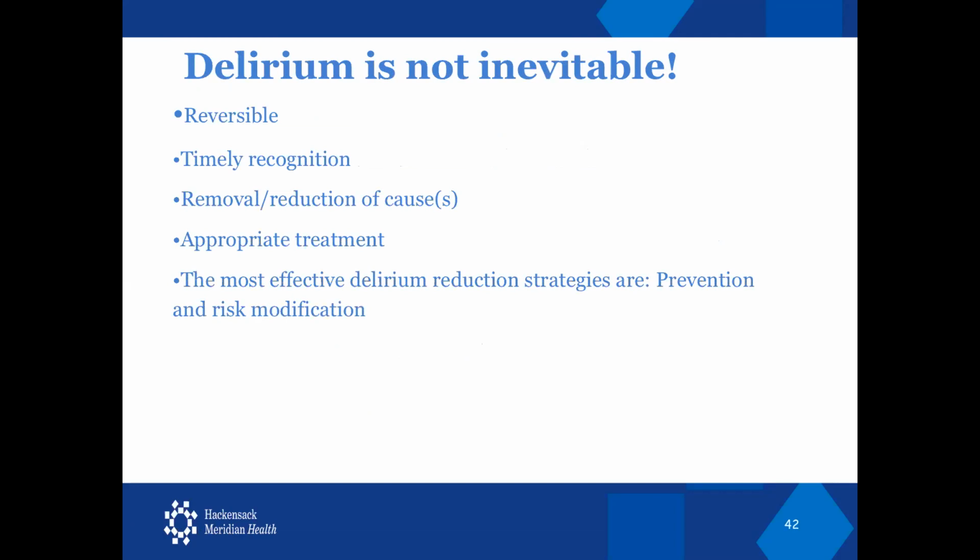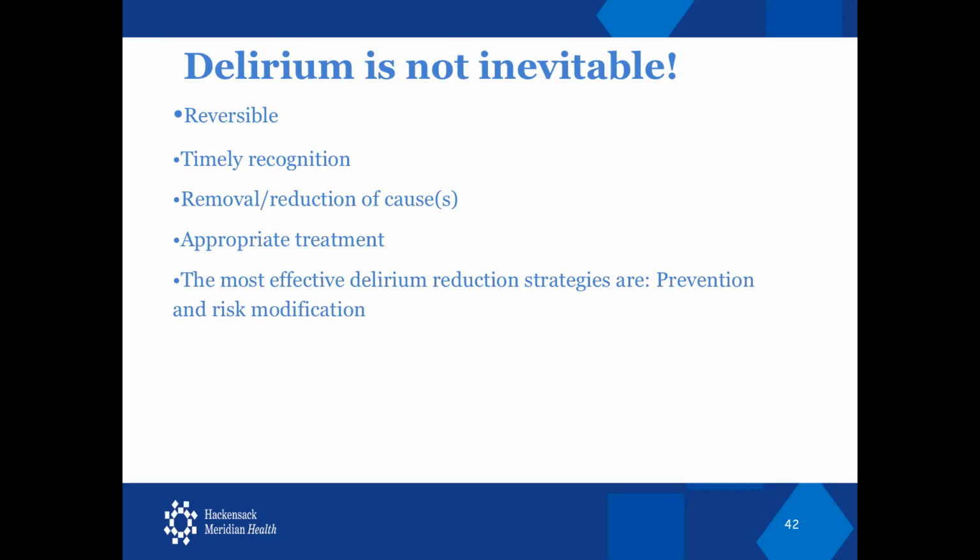It's definitely not inevitable, right? We saw there are a lot of things that are done by the environment, not by the patient characteristic itself. So if we can modify that, we can modify delirium. So it's not inevitable. It happens often, but it's not inevitable. Okay? We do want to recognize it timely. We want to work on removing or reducing the causes.